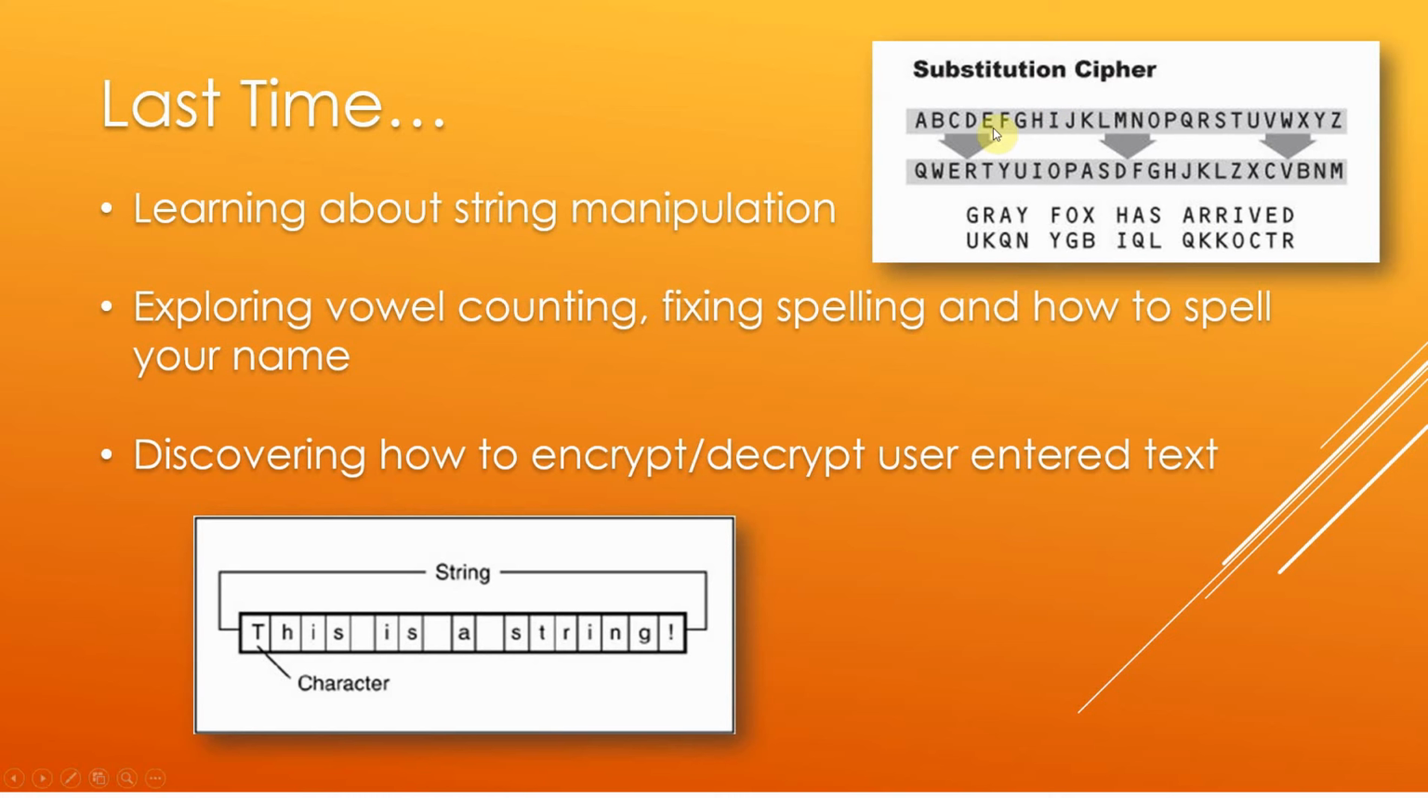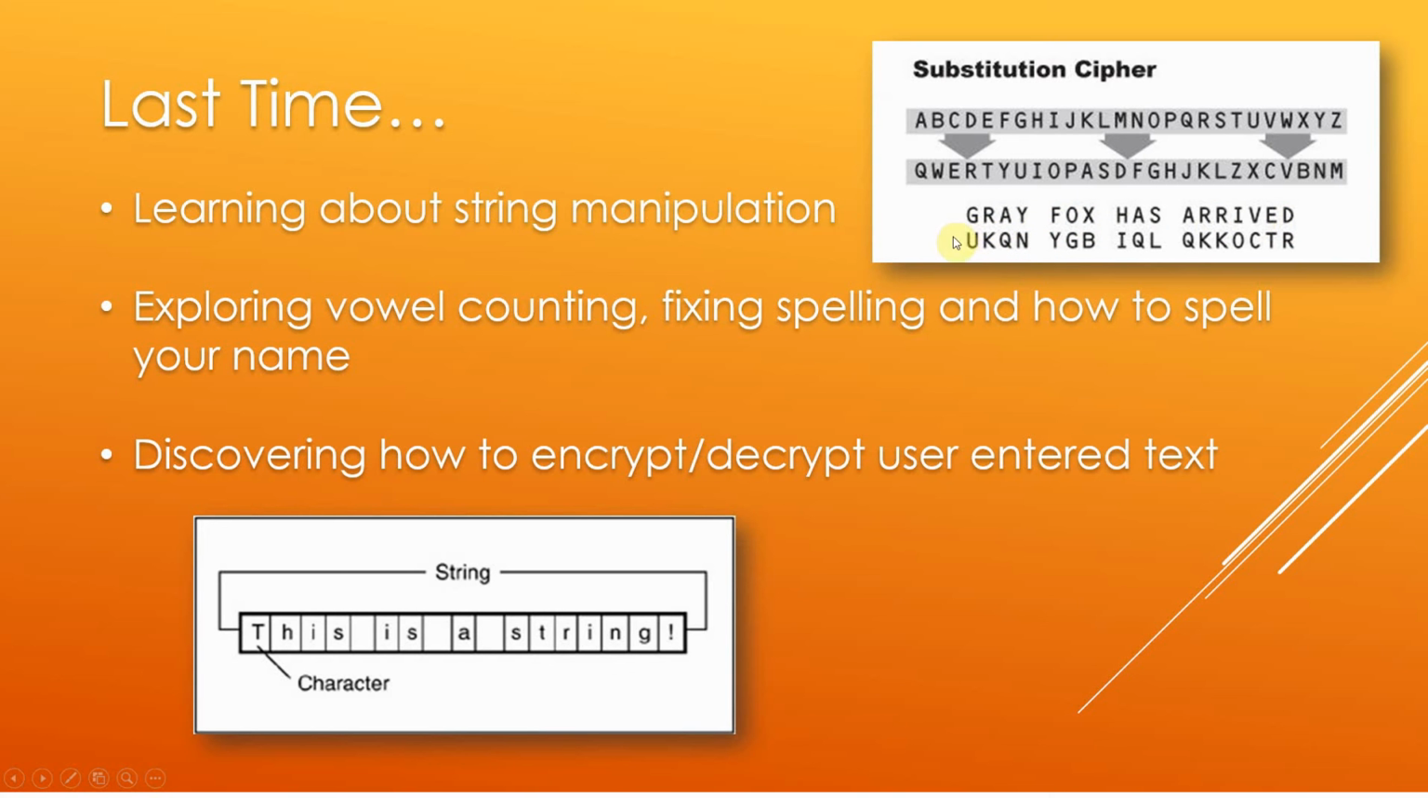So what we have is a substitution cipher. We have all our letters of the alphabet. We haven't included space and punctuation here to keep it simple. And then we have a substitute for those letters. So A will go to Q, B will go to W, C will go to E when we are encrypting. So in our example, G goes to U, R goes to K, A goes to Q, and Y goes to N, and so on for the rest of the sentence.